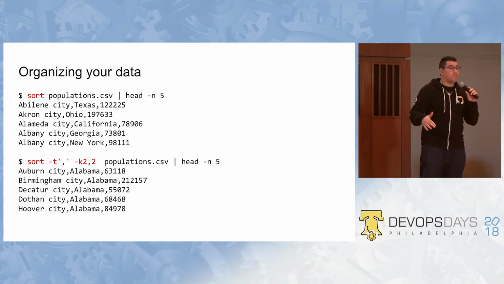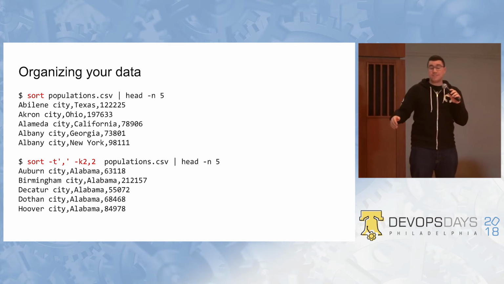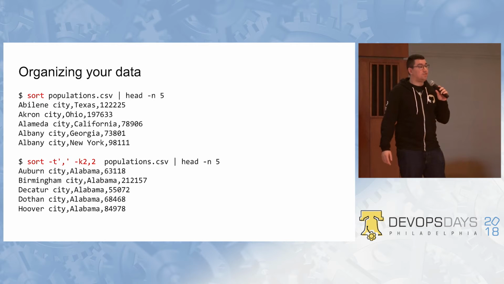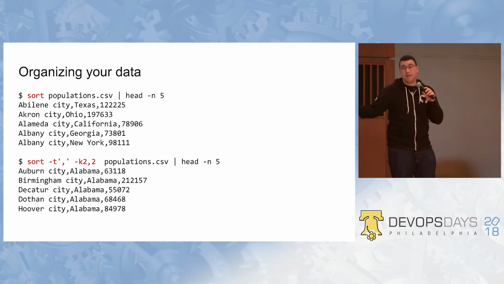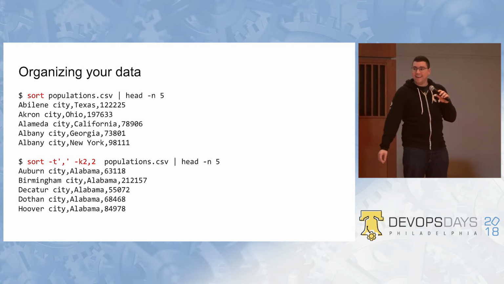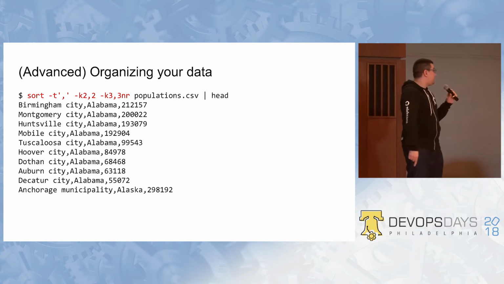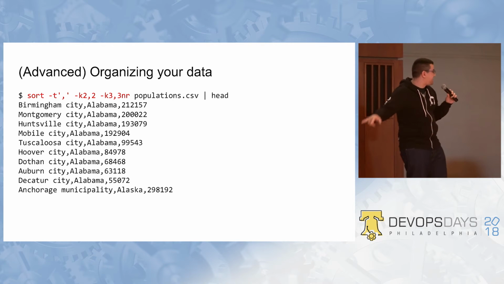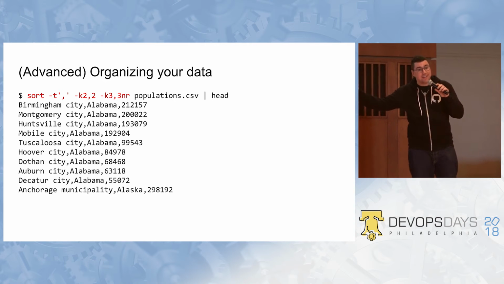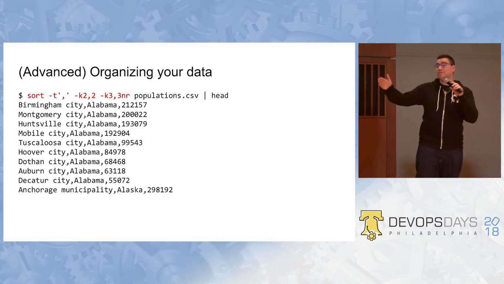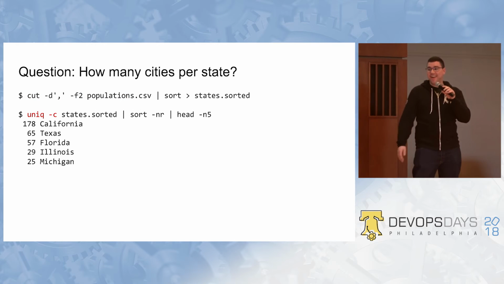Organizing your data. Sort, by default, will work on the entire line alphabetically. But you can use the -k flag there in order to sort on a column within your data. So here, I'm going to be sorting by state alphabetically. Cool. But it gets even cooler because you can use multiple key flags. So here in this example, I'm first sorting by state alphabetically, the second column, and then I'm sorting by the third column, population, numerically, reverse, so that way.